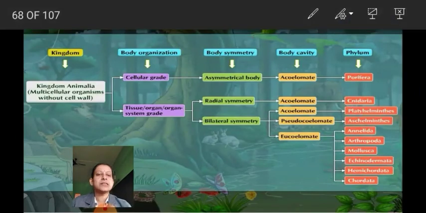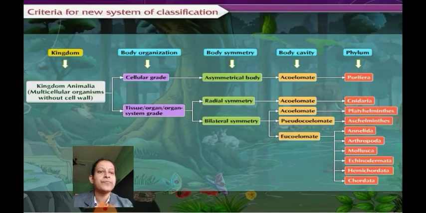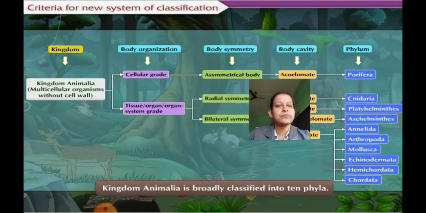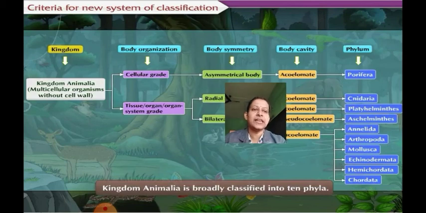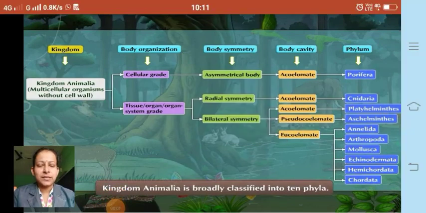Fine. Now let us move on to the first phylum, that is phylum Porifera. Accordingly, kingdom Animalia is broadly classified into 10 phyla: Porifera, Cnidaria, Platyhelminthes, Aschelminthes, Annelida, Arthropoda, Mollusca, Echinodermata, Hemichordata and Chordata. So this is regarding the criteria for the new system of classification.